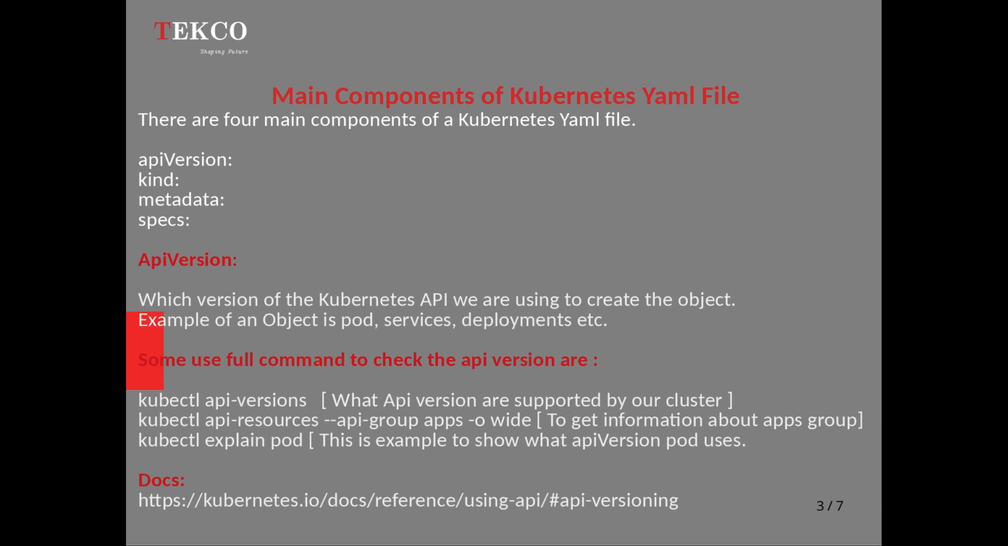And some useful commands to check the API version are kubectl api-versions, kubectl api-resources for the groups, then kubectl explain pod. This example is to show what API version a pod uses. And for more documentation, you can refer to the kubernetes.io website.